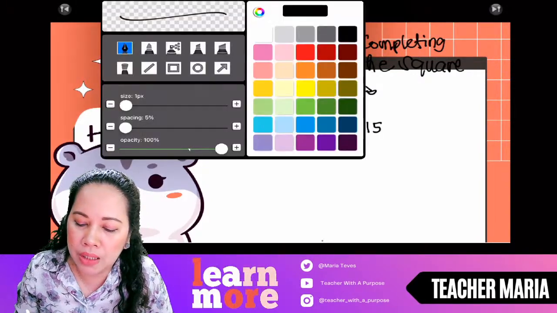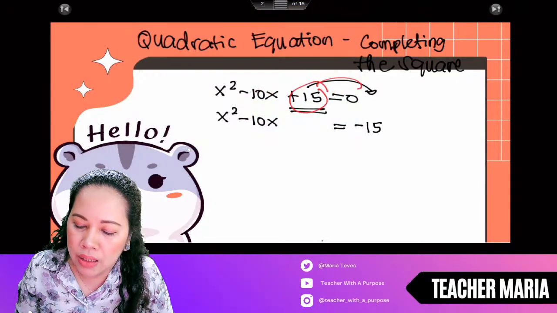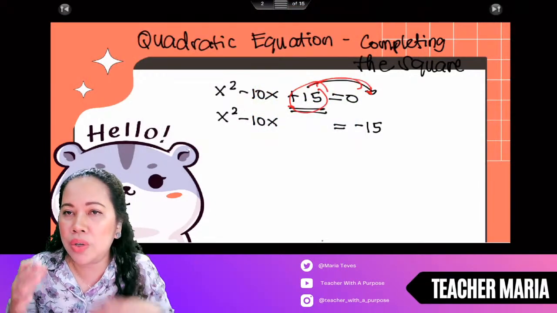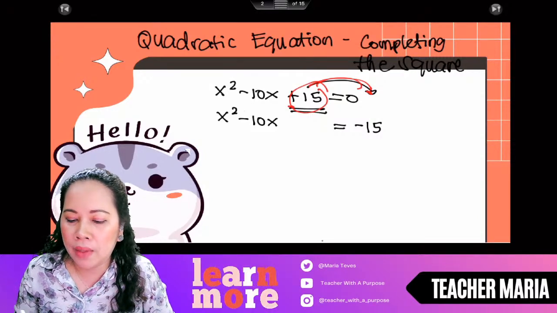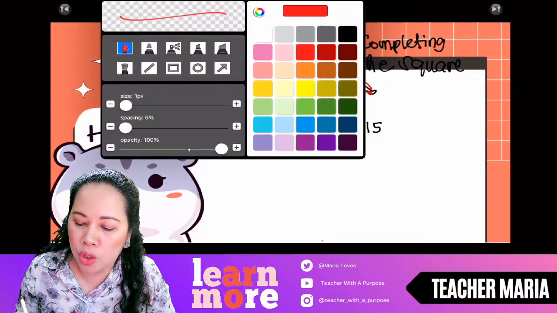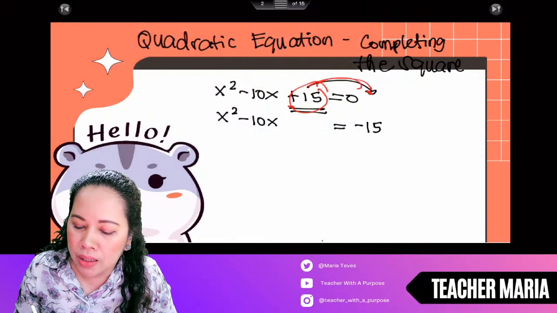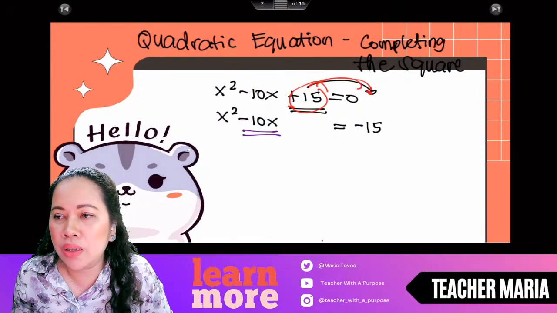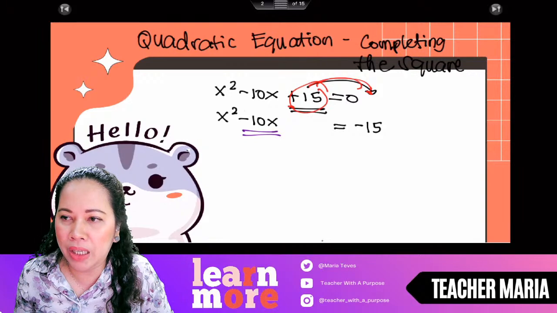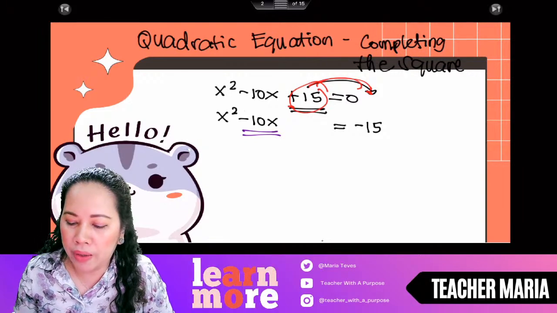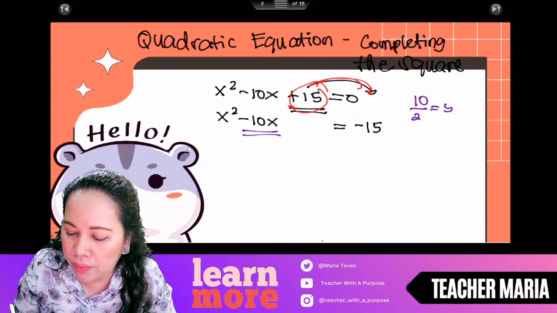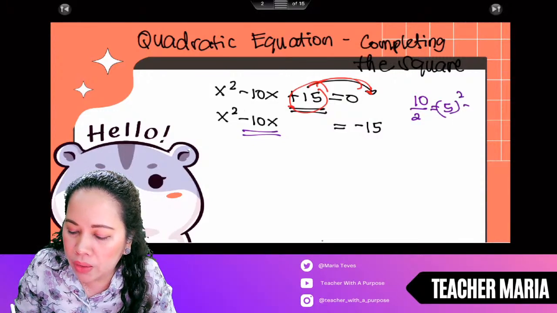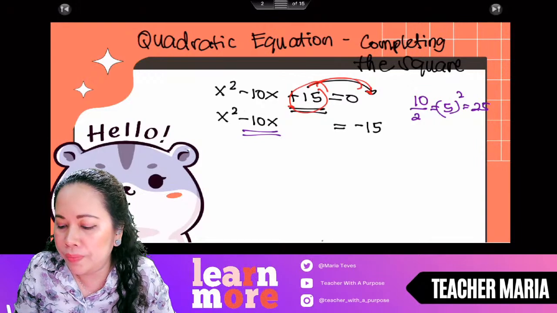Okay, when you transfer this, that's positive 15. So when you transfer it to the other side of the equation, it will become negative 15. The next step is for you to find the quotient of 10 when it's divided by 2, and then you square it. So 10 divided by 2 is 5. Squaring that will become 25.